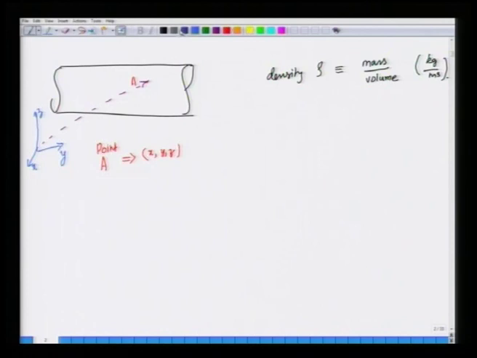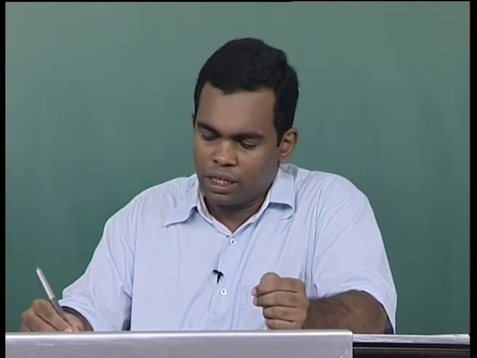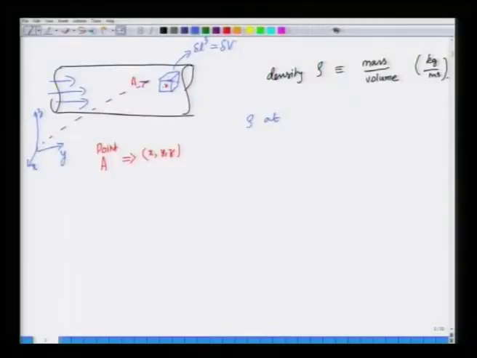So, what we mean by density at a point is that you take a point, let us say a point here, and construct a tiny volume around it. For simplicity, I am constructing a cubic volume. So, this cube has side delta L, so the volume is delta L cubed, that is delta V. So, you take any point in the pipe where there is fluid flow. What is density at point A?